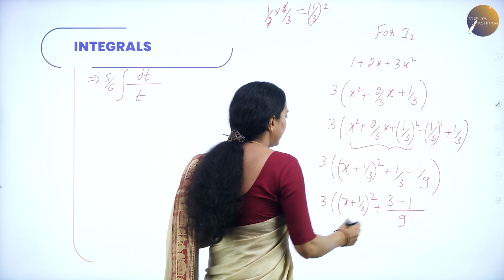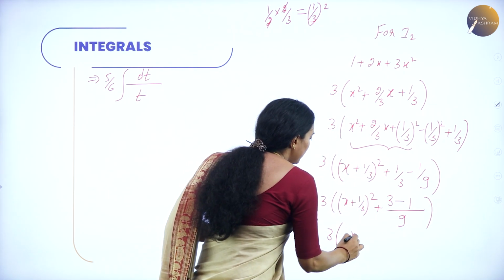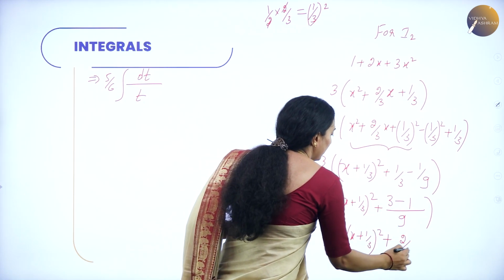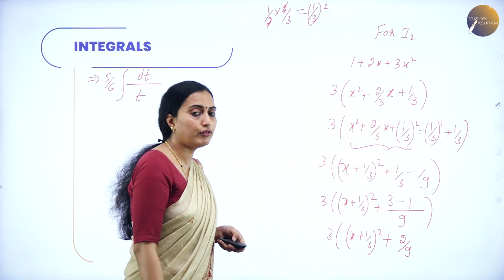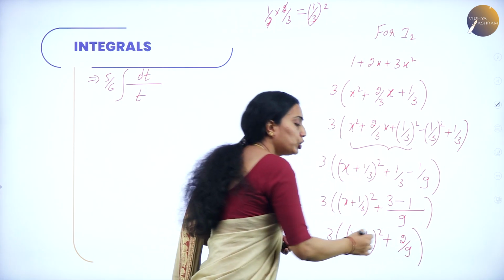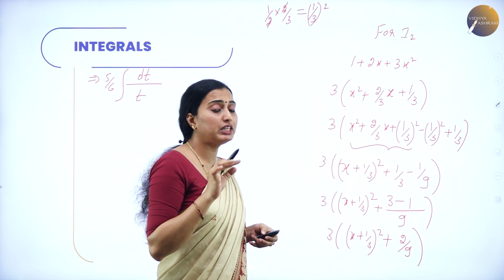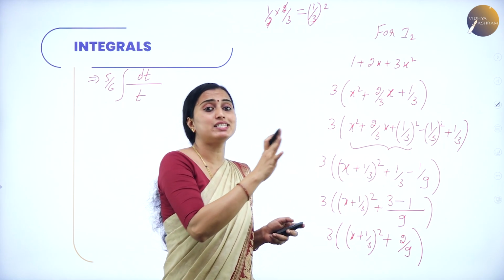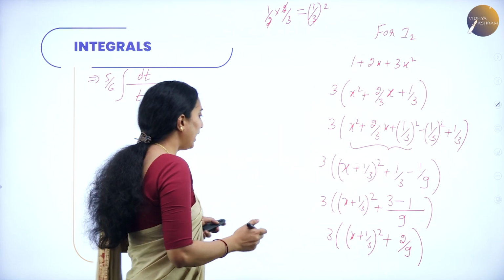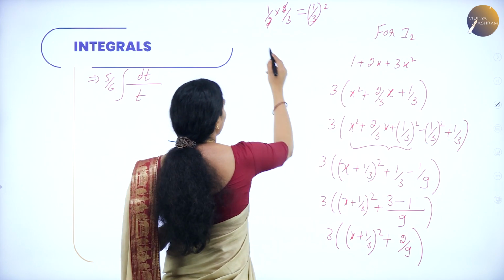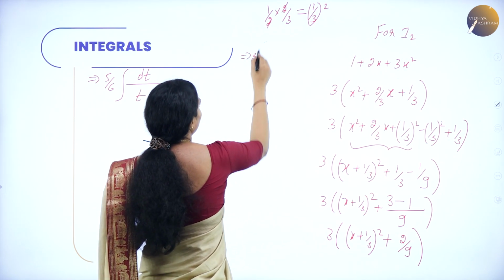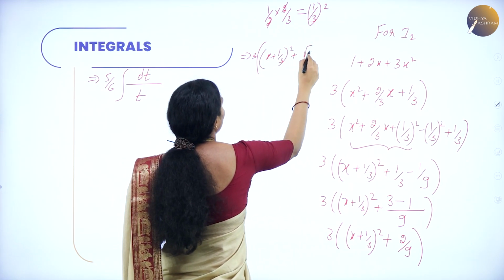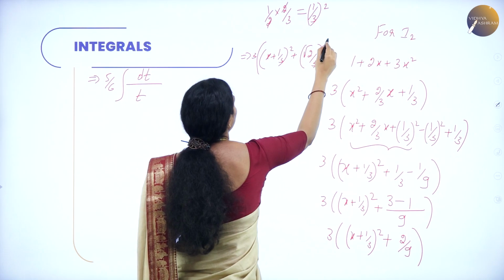So therefore you are getting 3 into x plus 1 by 3 whole squared plus 3 minus 1 is 2 by 9. Isn't it? Therefore, closing the bracket, 2 by 9 can be written as root 2 divided by 3 whole squared. Root 2 whole squared is 2, because I want to make it in the form of x squared plus a squared. Okay. So therefore I can write this as 3 into x plus 1 by 3 whole squared plus root 2 divided by 3 whole squared. I hope you got this one.